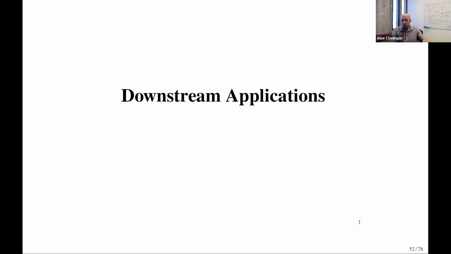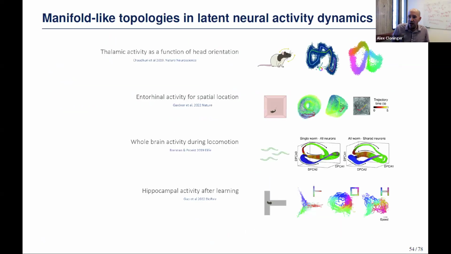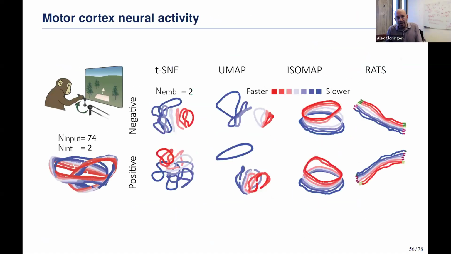So I'll just do a quick slide and then I'll be done. But downstream applications, right? Does this really work? So I'm going to focus on neuronal activity. And I want to pick this example because I love this example.